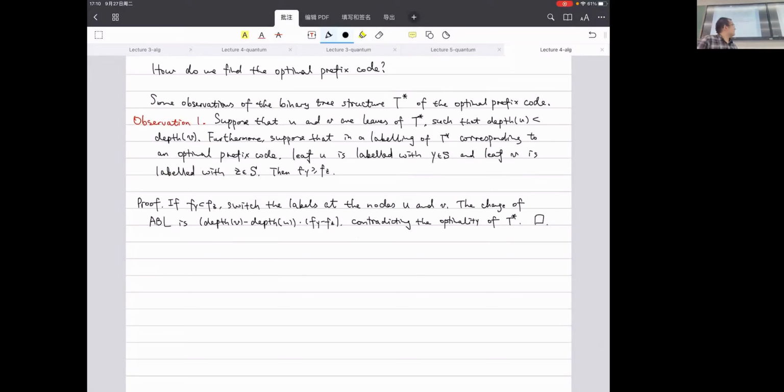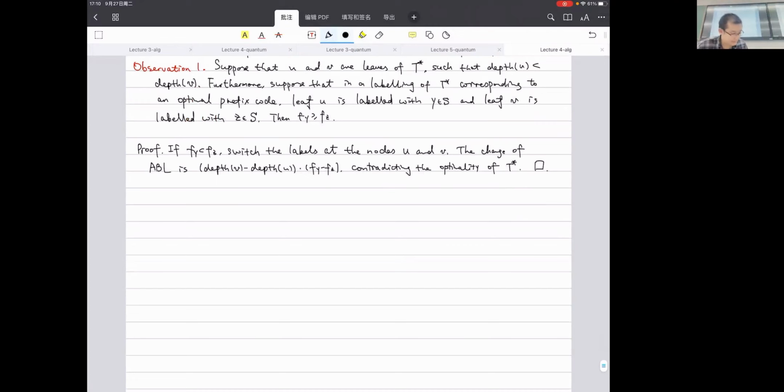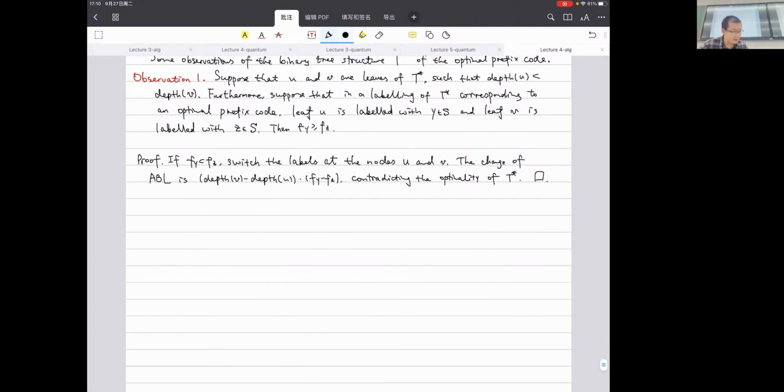So we have been talking about this optimal prefix code and the corresponding full binary tree. The first observation we make is that in the corresponding optimal prefix code, if the depth of U is smaller than the depth of V, then the corresponding letters should satisfy the frequency relationship Fy is larger than or equal to Fz. Otherwise, you can just switch them and get a smaller ABL. So I guess this is a relatively straightforward observation.